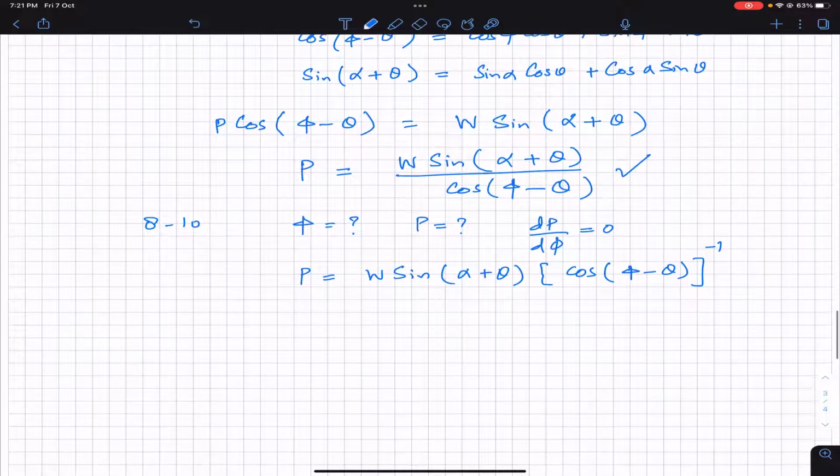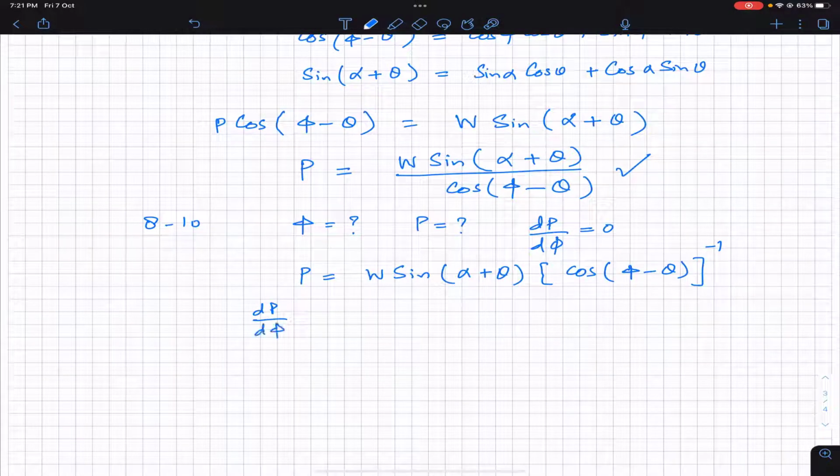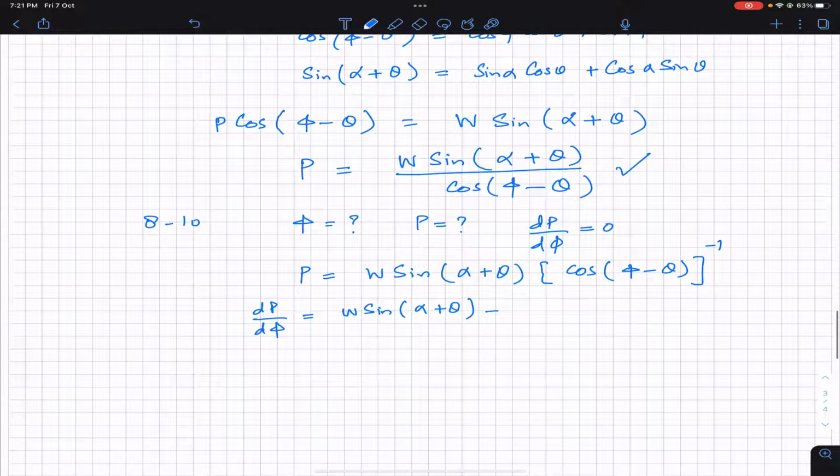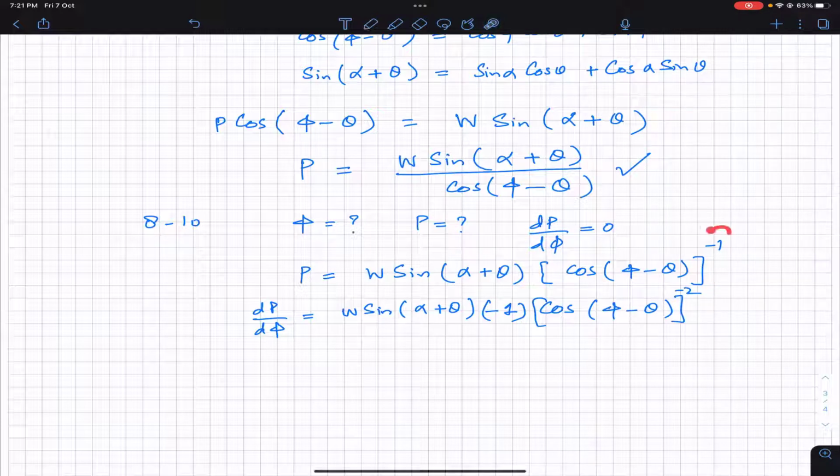So now if I take the derivative, this will be dP divided by d phi. This is W sine of alpha plus theta, and the derivative of this will be minus 1 cos of phi minus theta to the power minus 2, since we need to subtract 1 from the power. So minus 1 will give us minus 2, and then the derivative of this will be sine of phi minus theta.